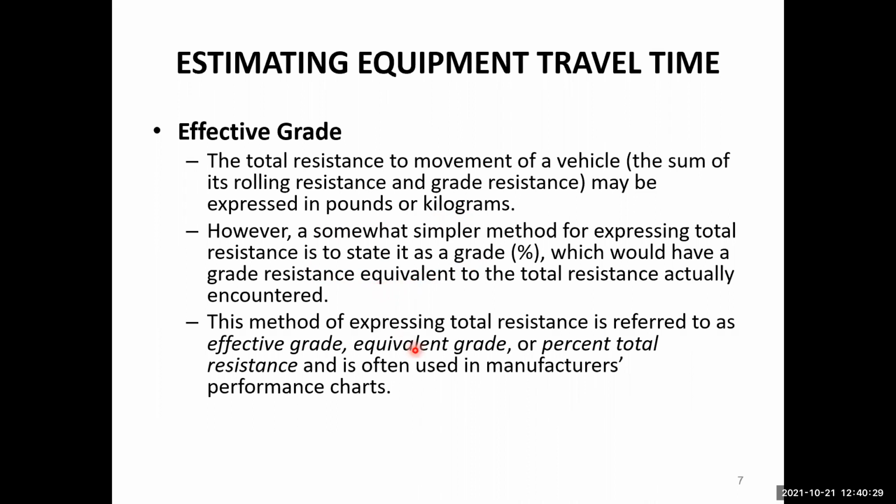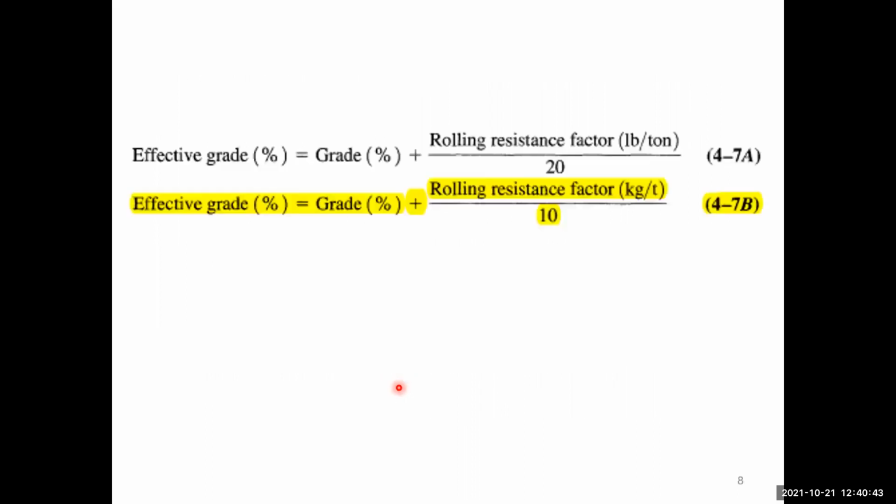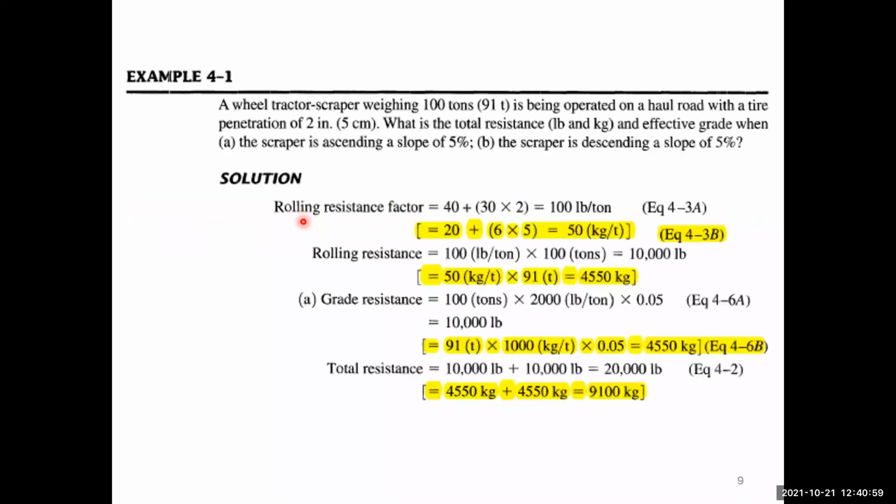This method of expressing the total resistance is referred to as the effective grade, equivalent grade or percent total resistance, and is often used in manufacturers' performance charts. So the effective grade is equal to the grade percent plus the rolling resistance factor divided by 10, in terms of kilogram per ton. Okay, so let's see the example.